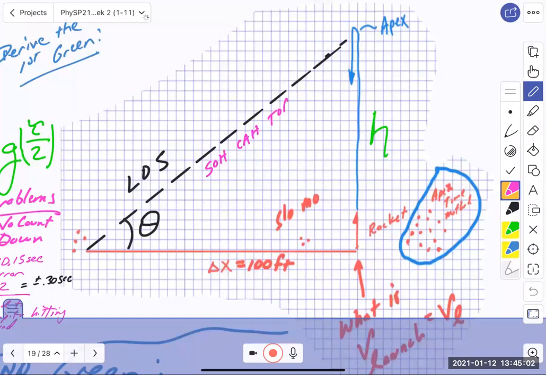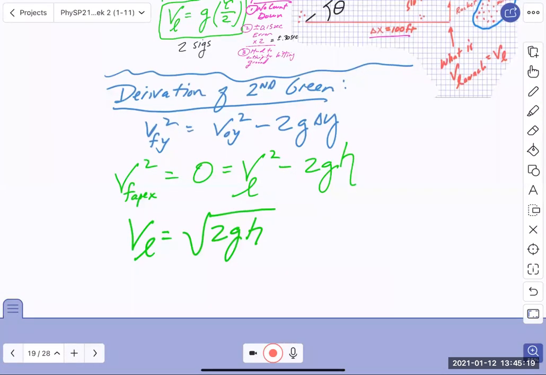Sine is opposite over hypotenuse, cosine is adjacent over hypotenuse. The problem is the hypotenuse is that line of sight. We don't know how long that is, but we do know the adjacent side, and we're trying to find the opposite side, and we know theta. So in this case, h. Okay, let's run through it here.